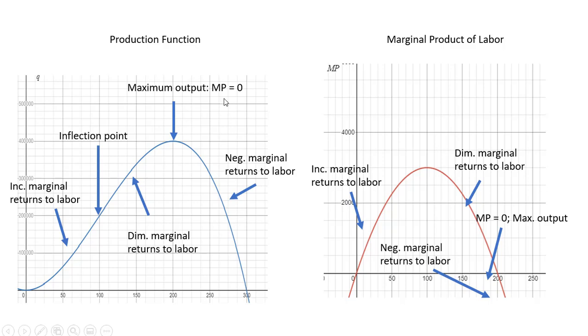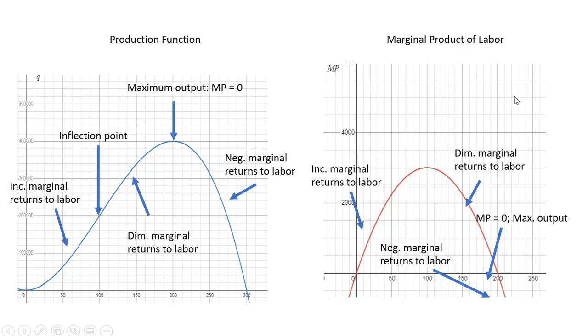That occurs where marginal product is 0. That occurred where L equals 200. And then anything beyond L equals 200, we argued we had negative marginal returns to labor. Hiring more workers actually reduced output.